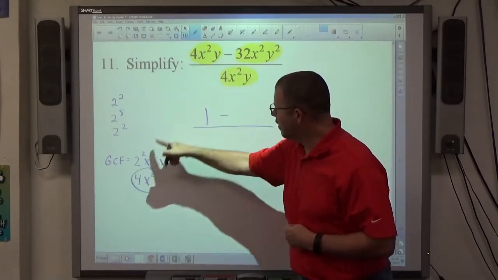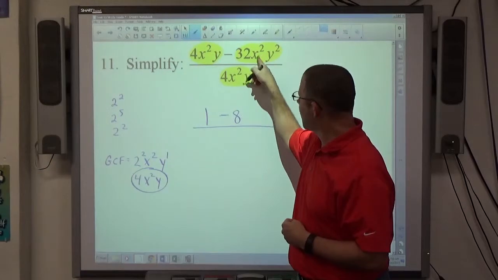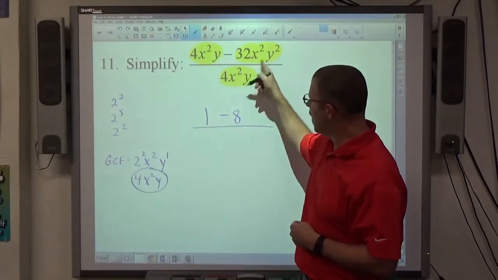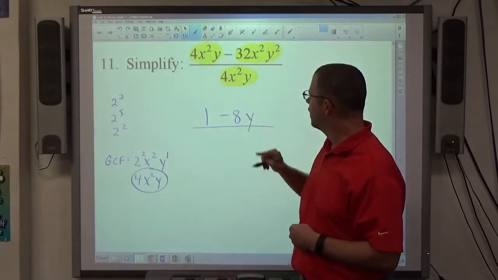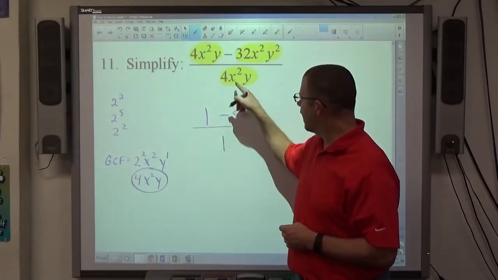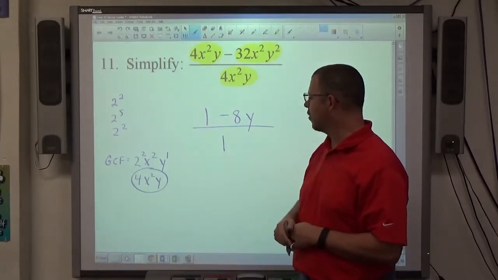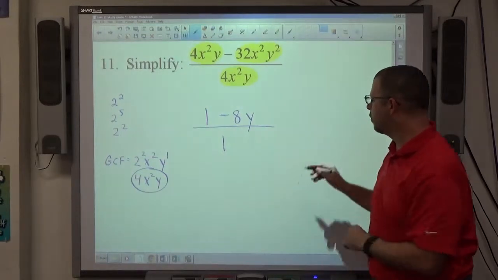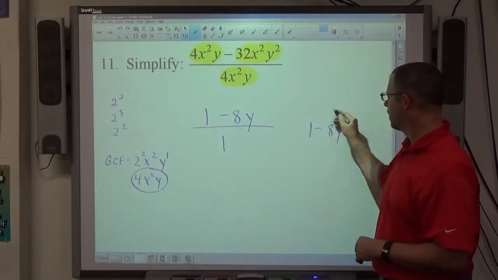So 1 minus 32 divided by 4 is 8. X squared divided by x squared cancels. Y squared divided by y is y to the first. 4 divided by 4 is 1. X squared divided by x squared, y divided by y both cancel. So 1 minus 8y over 1, which is the same as 1 minus 8y.